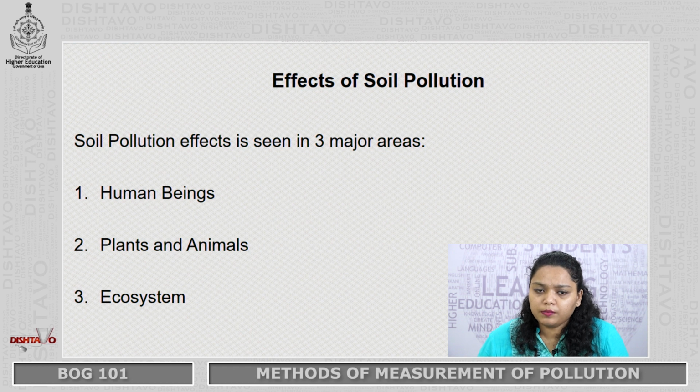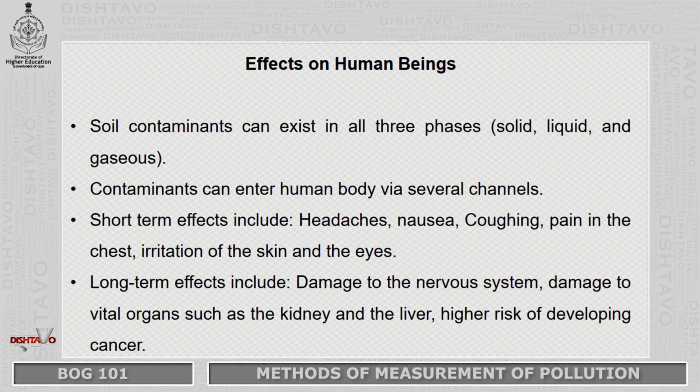Effect of soil pollution. Soil pollution effect is seen in three major areas: first, human beings; second, plants and animals; and third, the ecosystem. Effects on human beings: soil contaminants can exist in all three phases, that is solid, liquid and gaseous. Contaminants can enter the human body via several channels. Short term effects include headache, nausea, coughing, pain in the chest, and irritation of the skin and the eyes. Long term effects include damage to the nervous system, damage to vital organs such as the kidney and the liver, and higher risk of developing cancer.